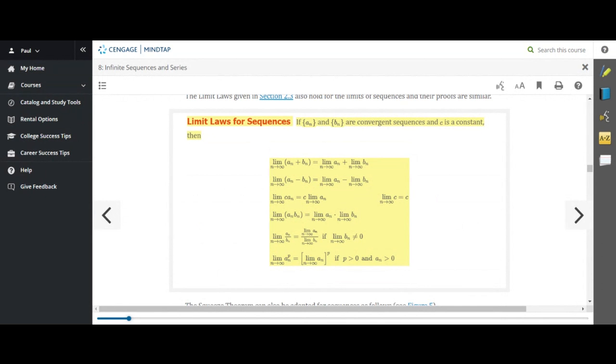The third rule says if you have the limit of a sequence c times a_n, the constant c can be pulled out in front of the limit. The fourth rule says if you have the limit of a product of two sequences and both those sequences converge, that's just the product of the limits. So these are sort of natural, intuitive rules. And notice on the right there, the limit of a constant as n goes to infinity is just the constant.